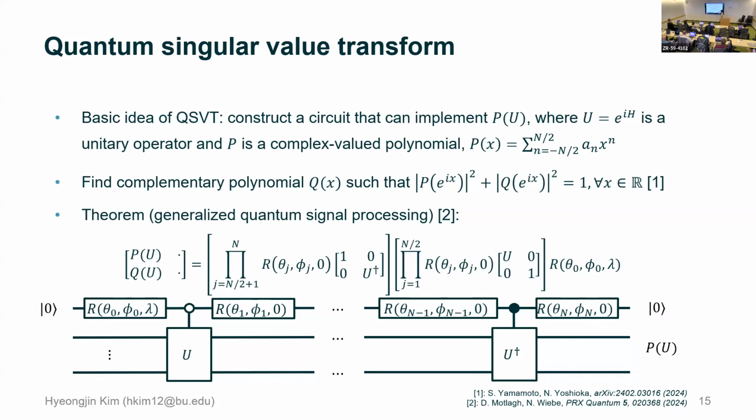Once you have this circuit and you measure your ancilla, if the ancilla qubit is at 0, then according to this theorem, the bottom half is the P of U that you wanted. We also implement this in Qiskit and run it as well.